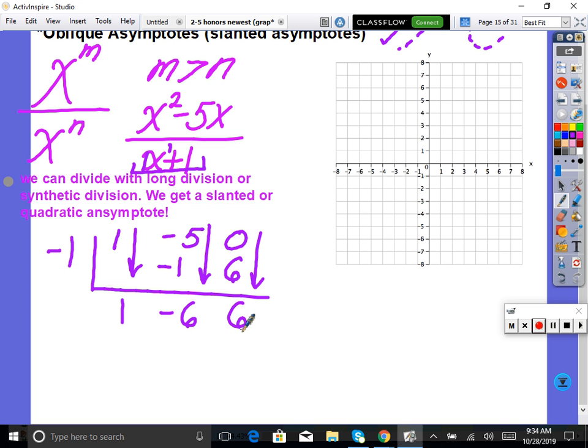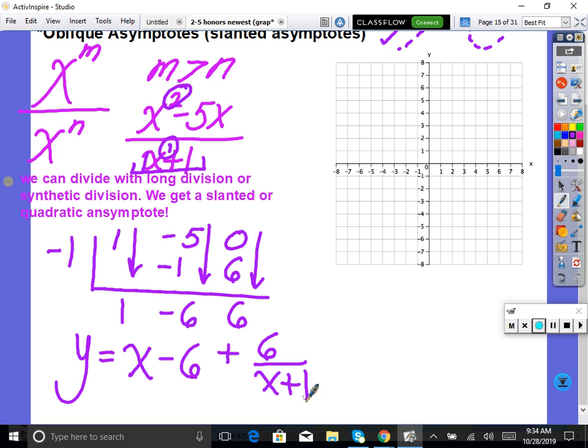So now write the equation of your line. Degree 2 divided by degree 1 is degree 1. So we have y equals x to the first minus 6. Now our remainder is plus 6 when we divide by x plus 1. Now the question is, there it is. There's the equation to the line. We're going to go graph this.